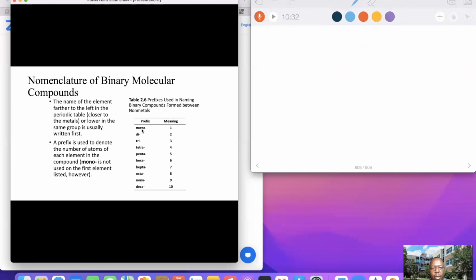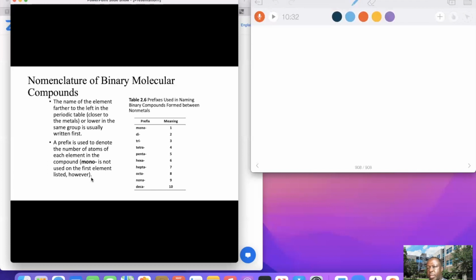Mono means one, di means two, tri means three, tetra means four, penta five, hexa, hepta, octa, nona, deca. We have even more than that. We have more than 10, but for our course, we'll only have to learn the first 10. Note that the prefix mono is not used on the first element listed, all right?